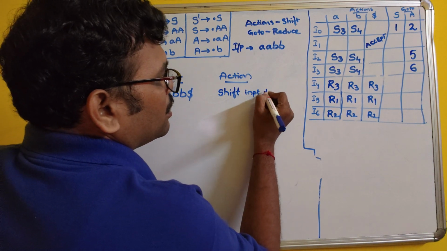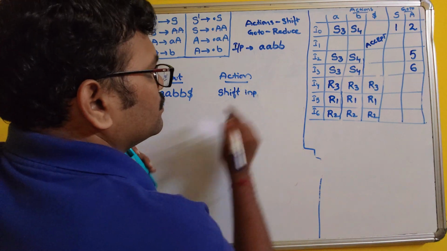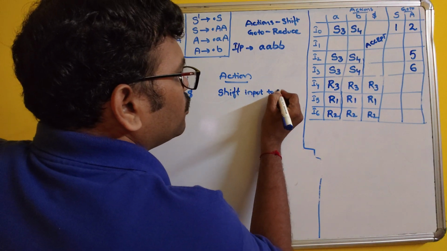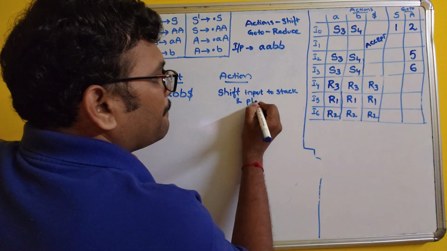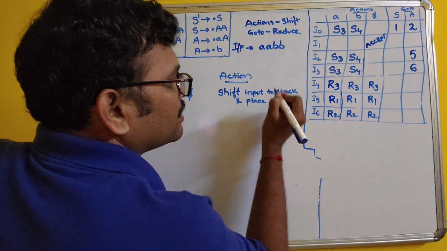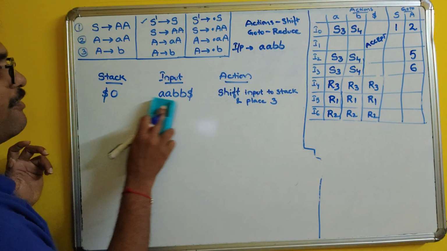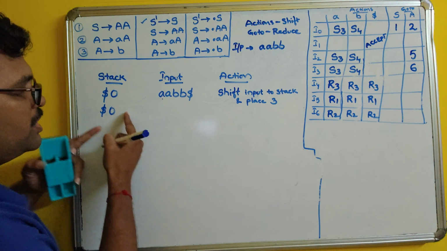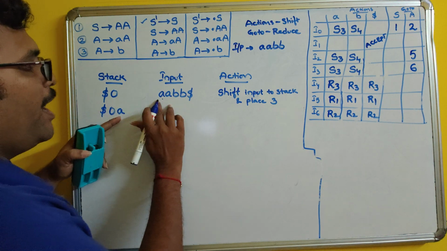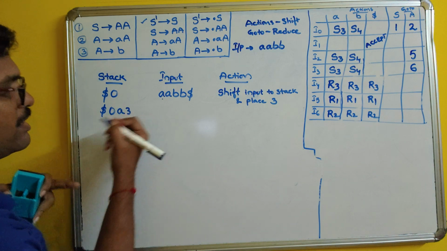Shift input to stack, okay, and place 3 because it is S3. So what we have to do in our next case: $0, push this input symbol A, and what is the value here? 3. So I have to keep 3 here.